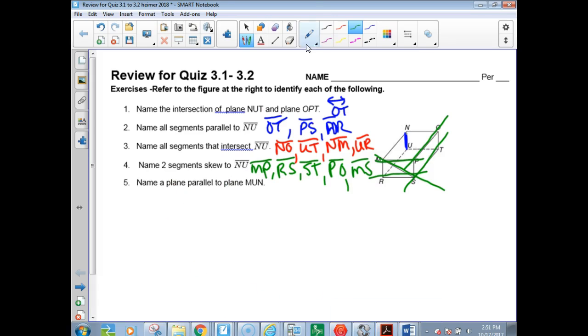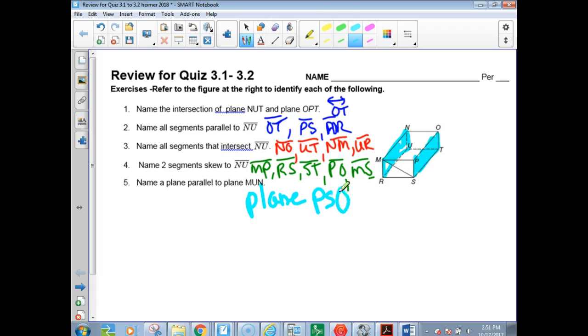Name a plane parallel to MUN. Plane MUN. All right, so let me erase this so you can see where I'm headed. Okay, MUN is the side over here. What's parallel to that plane would be OPT, or let's not name it that, SPO, whatever. But you have to write the word plane when you name a plane, please. And that needs to be capitals. Any three letters on the plane. And I know you guys like to spell words, so you could have done top. How about that?